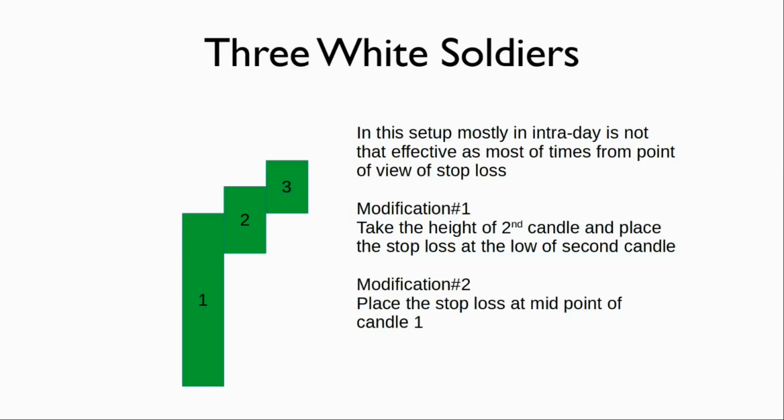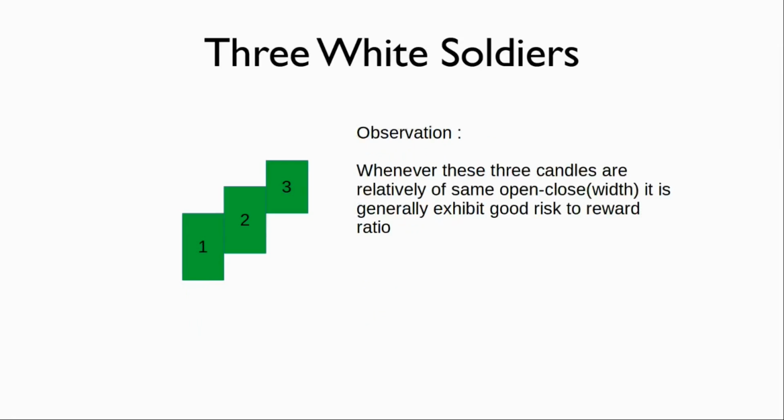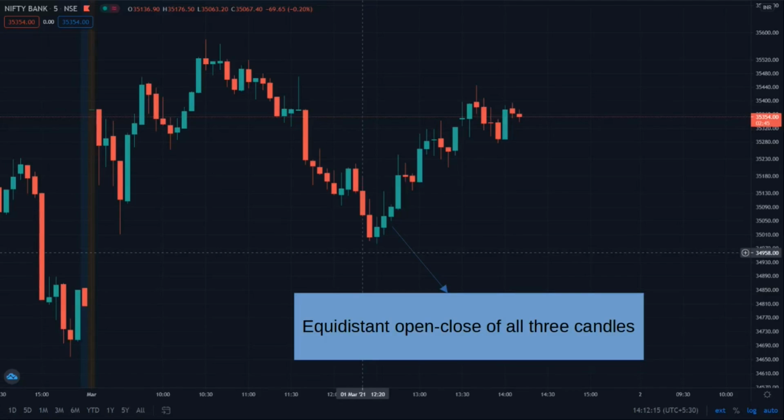One interesting observation which I have seen in most of the setups is that whenever these three candles are of the same width, I mean the height, it exhibits a good risk to reward ratio. Here is an example which I have highlighted: the three candles have a relatively similar height, and they are equidistant, and you can see how the stock reacted after this. Similarly, you can see the failed setup on the left hand side also.